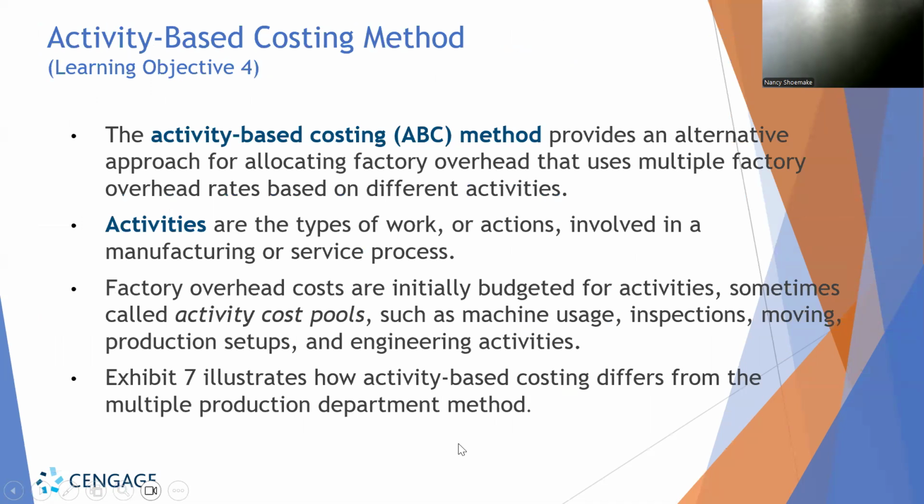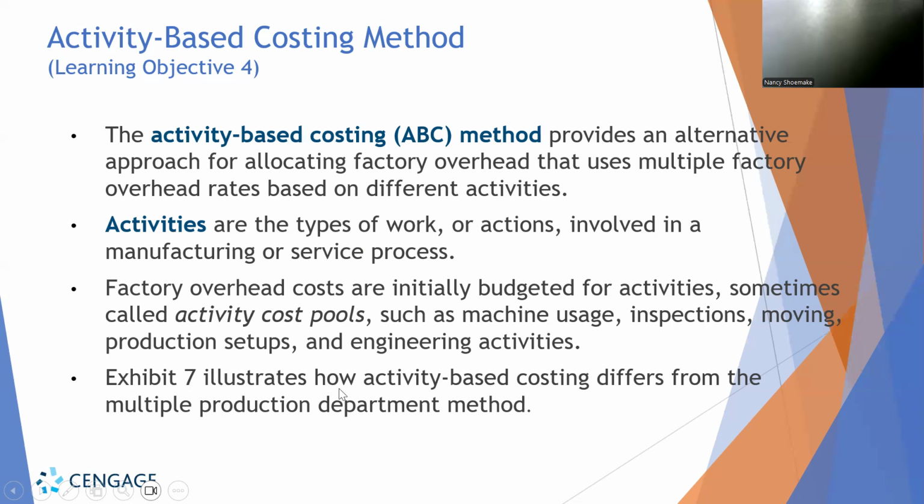Activity-based costing gives us another way to do things. Instead of just using hours, we use activities. Activities are the types of work or actions in the manufacturing process or the service process. Factory overhead costs are initially budgeted for activities, sometimes called activity cost pools, such as machine usage, inspections, moving production setups, and engineering activities. Or in my case, it might be tax returns. You get what I'm saying?